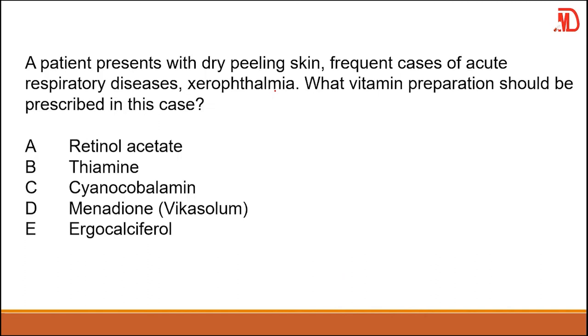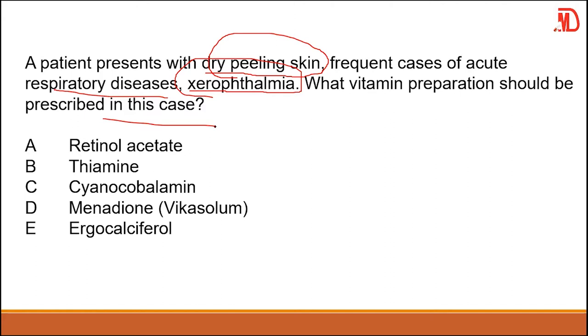A patient presents with dry, peeling skin, frequent cases of acute respiratory diseases, xerophthalmia. What vitamin preparation should be prescribed in this case? Now, when we talk about xerophthalmia, we are talking about a medical condition in which the eye fails to produce what? Tears.